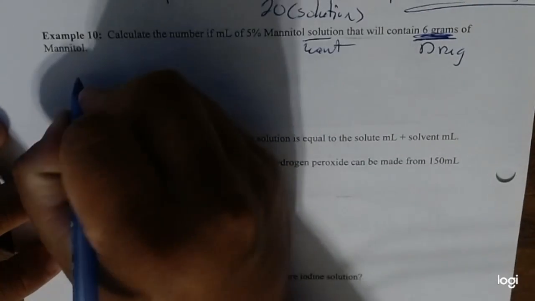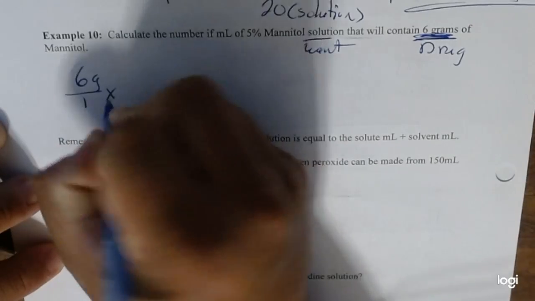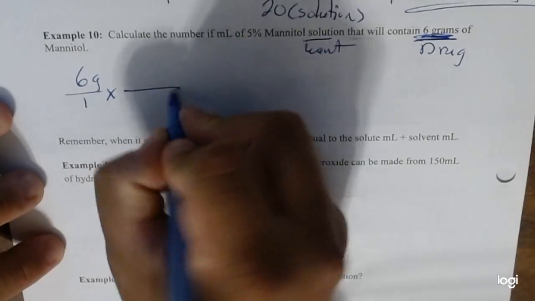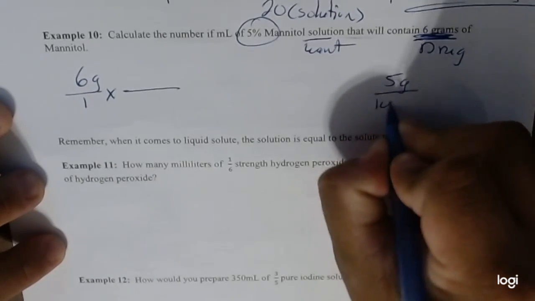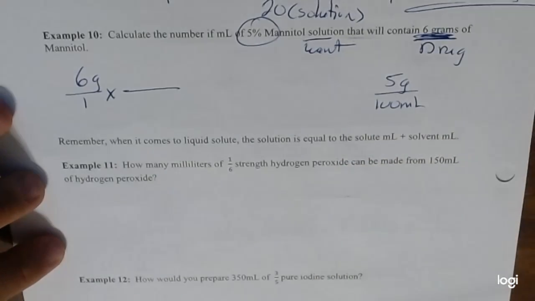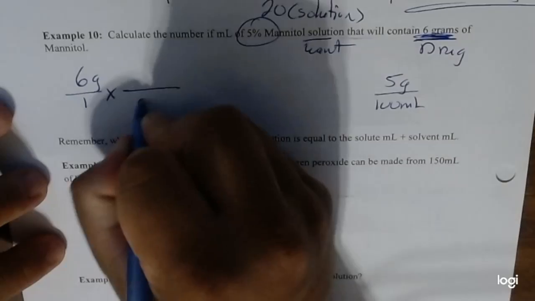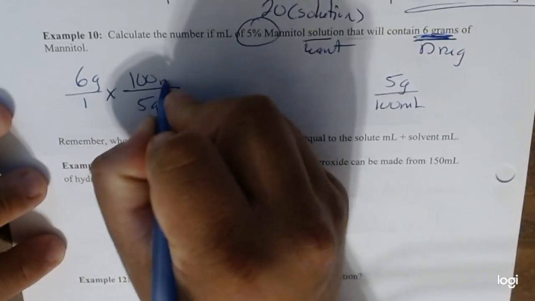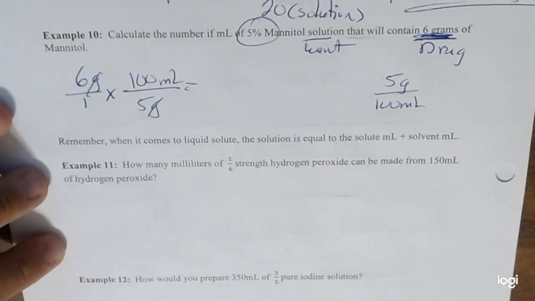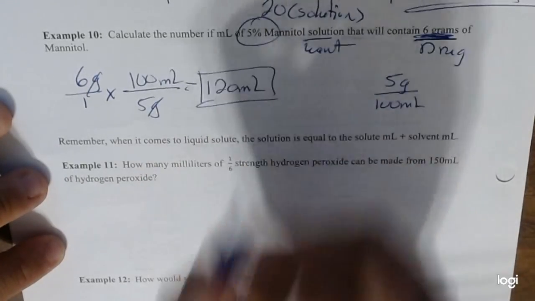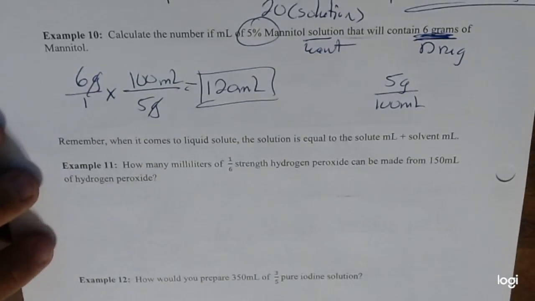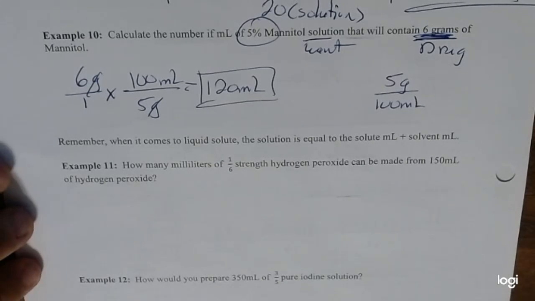So we're given drug, so 6 grams. And now we're given 5%. So we know 5% is 5 grams for every 100 milliliters. And since we want milliliters, that means grams have to be at the bottom. And now we cancel out, and it should be 120 milliliters of solution we actually need. Okay.